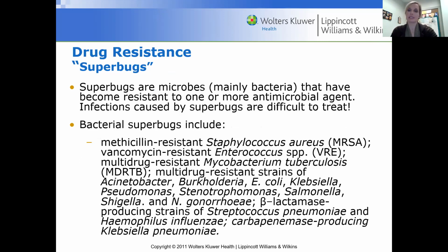Okay, drug resistance. When I refer to the term superbug, earlier I mentioned how sometimes microorganisms have the ability to mutate. They almost learn what these antimicrobials look like, and they figure out how they can avoid being targeted by these antimicrobials. They mutate, and that allows them to become resistant. And that's what a superbug is. So superbugs are microbes, mainly bacteria, that have become resistant to one or more of these antimicrobial agents. Infections that are superbugs are incredibly difficult to treat.